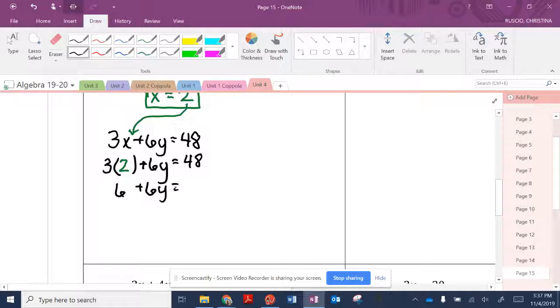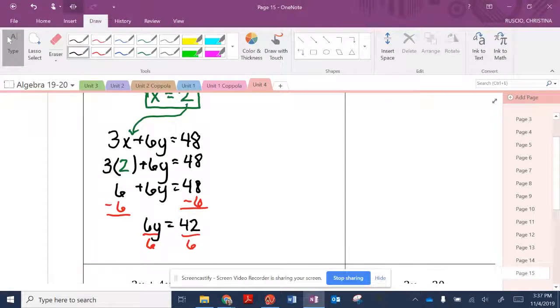Some of you are like, I get what you're doing, Mrs. Ruscio. Okay, cool. So what we'll do next, let's move the 6 over. Some of you might like to use sorting. That's cool too. But here I get 6y is equal to 42. Divide both sides. I mean, we're just going back to basic equations here. So this is everything that we did in Unit 1 and really math, I think, up till this point, especially in the middle school. So it's okay to leave your answer like this, but they told us in the directions to write it as an ordered pair.